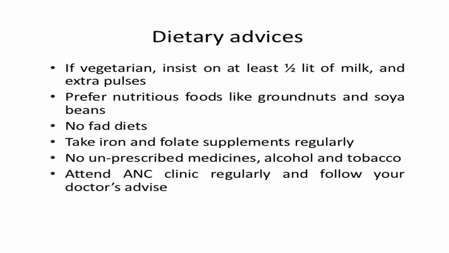And if she is a vegetarian, we are supposed to insist her to take half liter of milk in a day, and additional pulses also she should take. And you can advise her to take groundnuts, soya beans extra in order to meet the protein requirements, especially if she is a non-vegetarian. And fatty diets she should not take, and you should give iron and folic acid supplementation regularly along with the diet. And you should advise the mother to avoid drugs or medicines which are not prescribed, and she should avoid alcoholism and the habit of using tobacco.